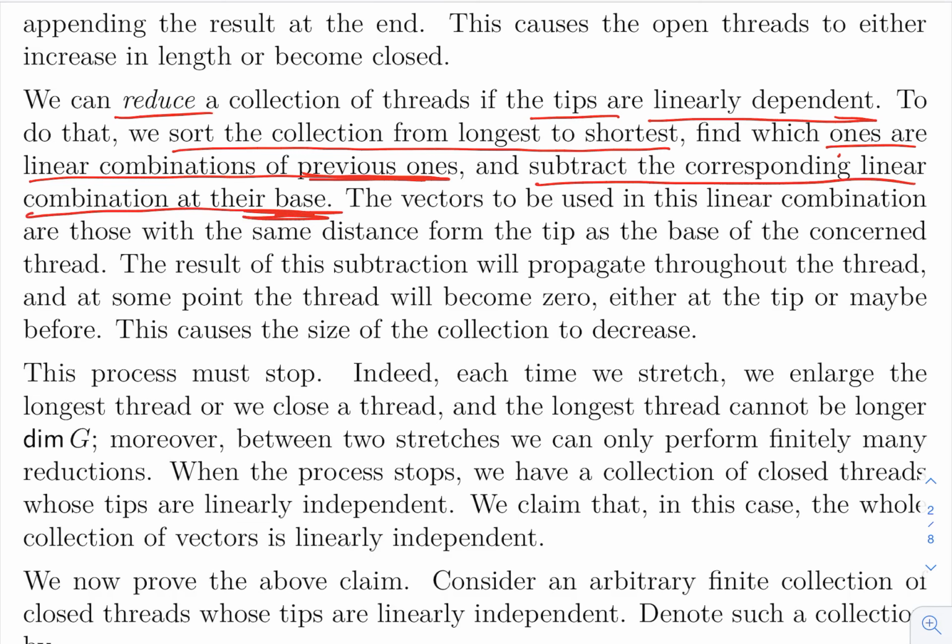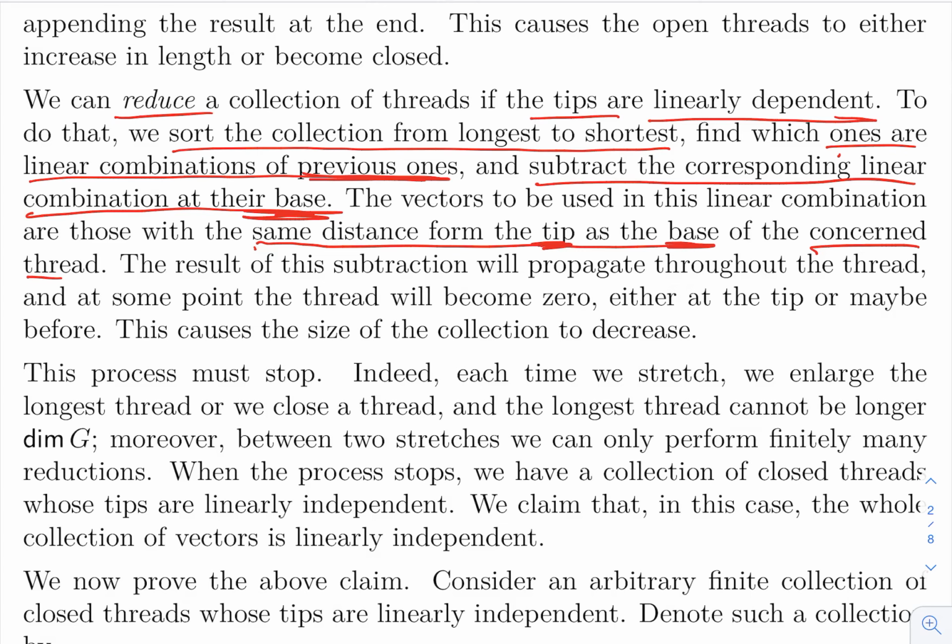But of course, if two threads don't have the same length, then this will not be very helpful. So you have to actually pick a vector which is at the same distance from the tip as the current one that you want to reduce. That's the concerned thread here. And then you subtract the linear combination of the vectors from the previous threads, which are longer, to the base of the thread.